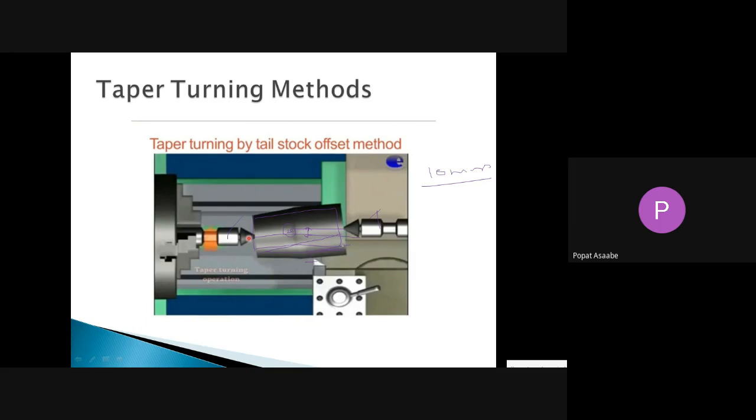Gradually it will remove the material from that workpiece. Gradually means it will produce a taper. Okay, understood? Please wait, I will show you one practical video. I have one practical video here.